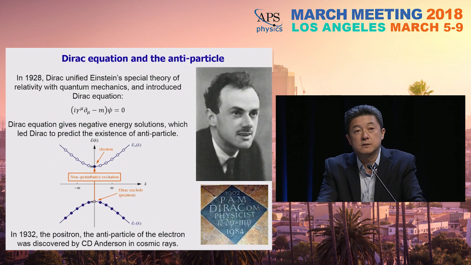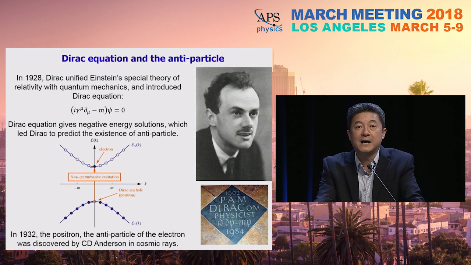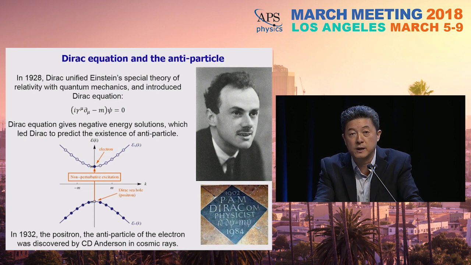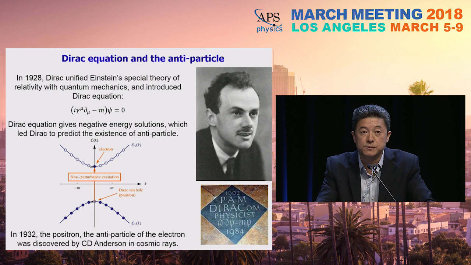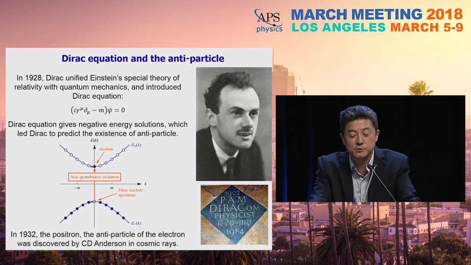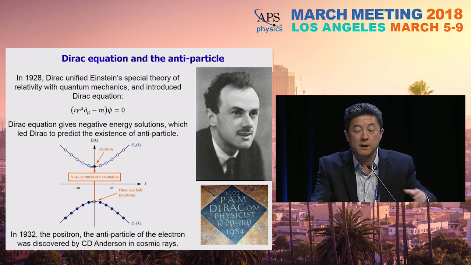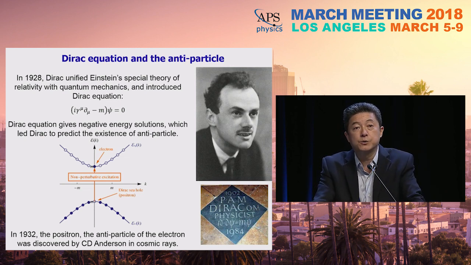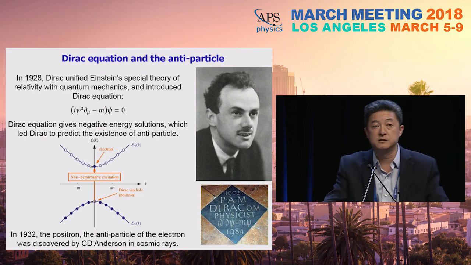The story started with our hero, Paul Dirac. In his effort to unify Einstein's theory of special relativity with quantum mechanics, he wrote down the famous Dirac equation. When you go to Westminster Abbey in London, you can see his famous equation on the plaque. In writing down the Dirac equation, first of all, he noticed that the wave function is complex, but also he found that there are two energy branches, a positive energy branch and a negative energy branch.